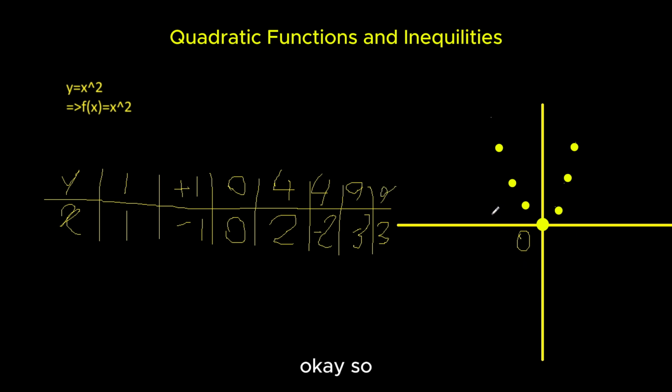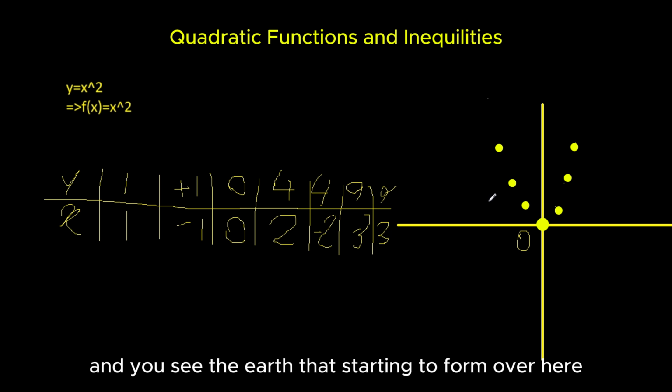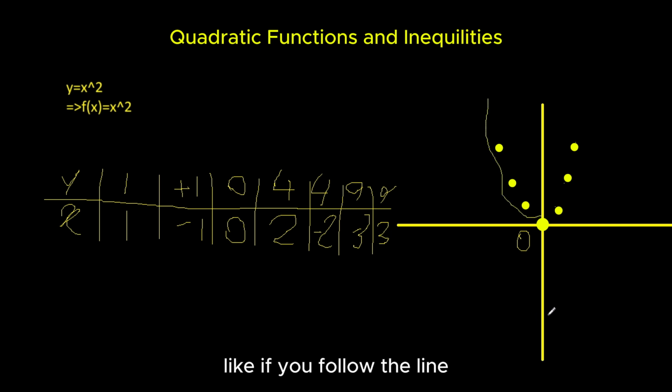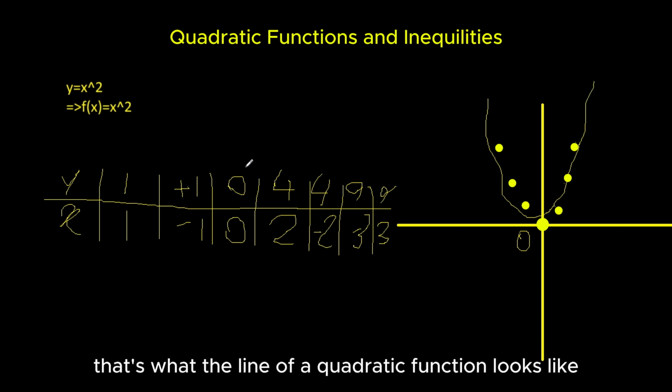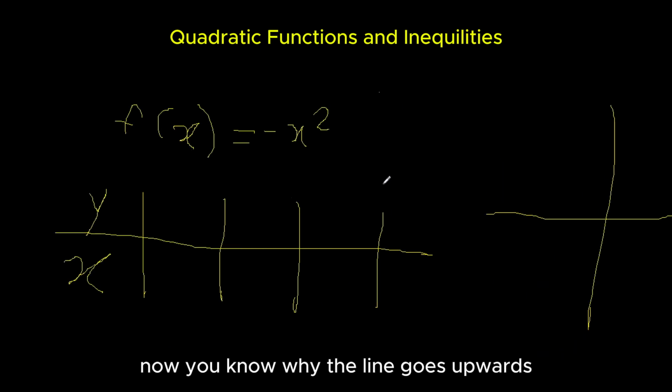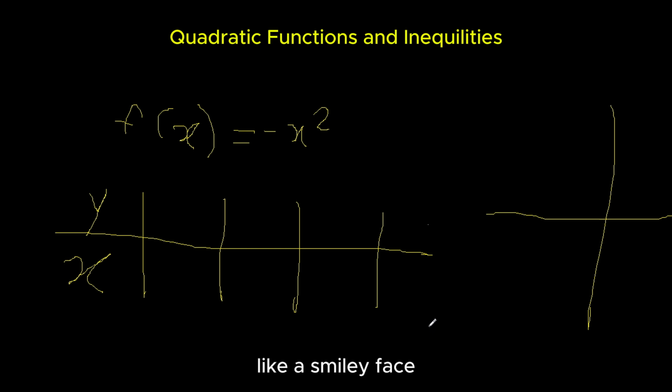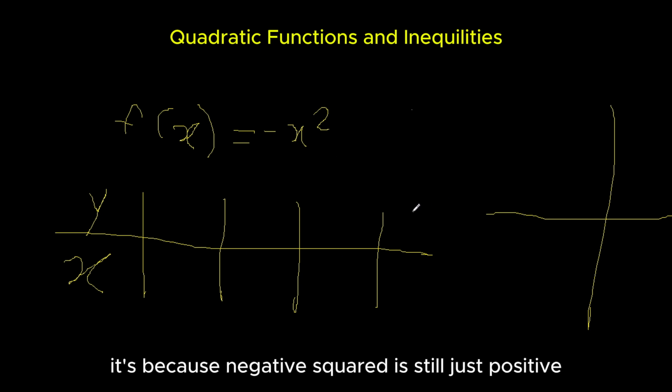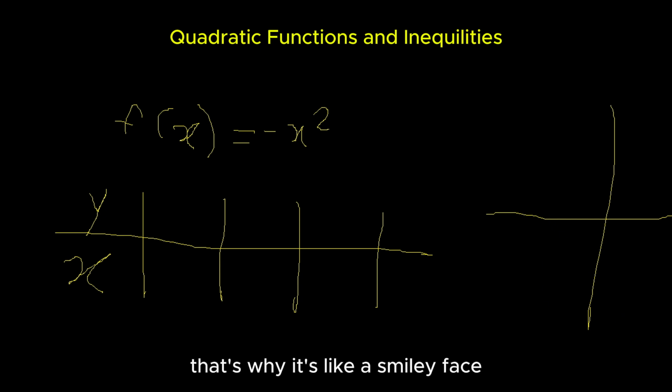Okay, so can you see the curve that's starting to form over here? Like if you follow the line, then it would be like a smiley face. That's what the line of a quadratic function looks like. It's a curve. Okay, so now you know why the line goes upwards like a smiley face when f of x equals x squared, even when the value of x is negative. It's because negative squared is still just positive. That's why it's like a smiley face.